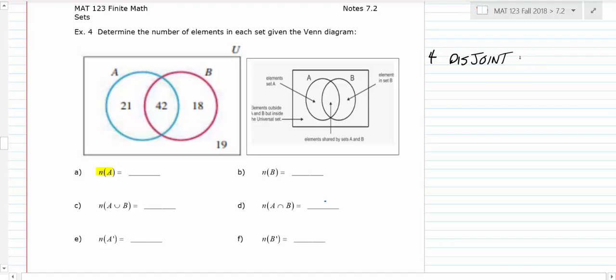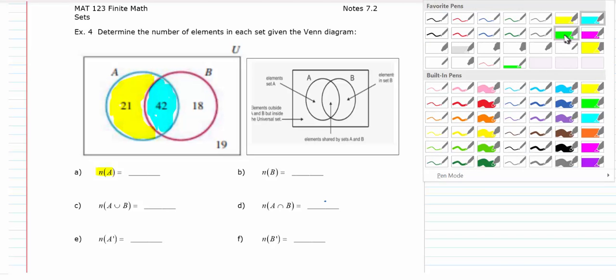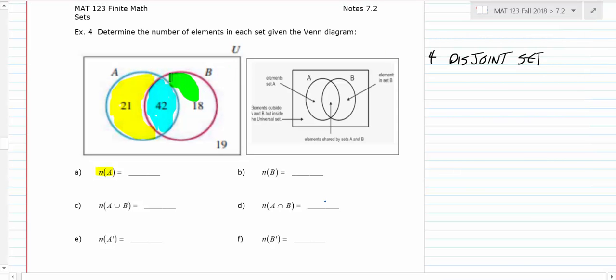That's probably worth writing down. And disjoint just means that they're separate from each other. So I'm going to use my highlighter just to represent something for a minute here. That 21 is just that part right there. 21 is not in A, it's only a part of A. The 42 is just that part right here. And the 18 is just this part right here. It's not everything in B, it's just in that portion of B only.